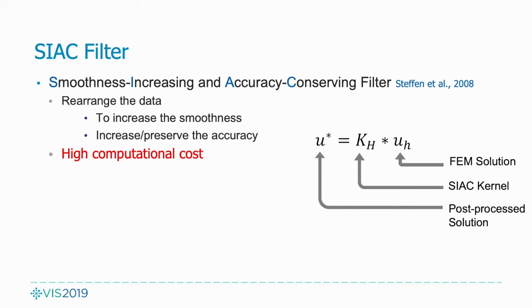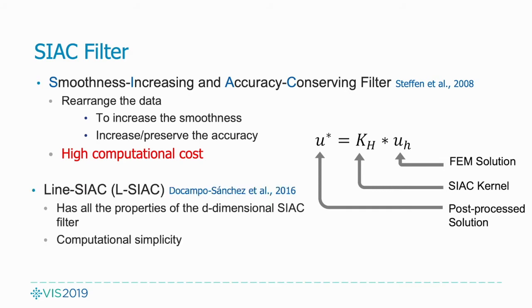One of the disadvantages of the SIAC filters is the high computational cost. To alleviate some of the computational burden, we used L-SIAC filter, which has all the properties of the SIAC filter and is computationally cheaper than the traditional SIAC filters.